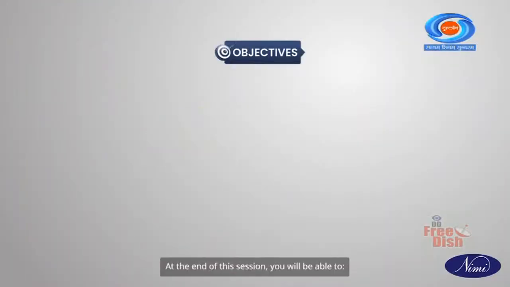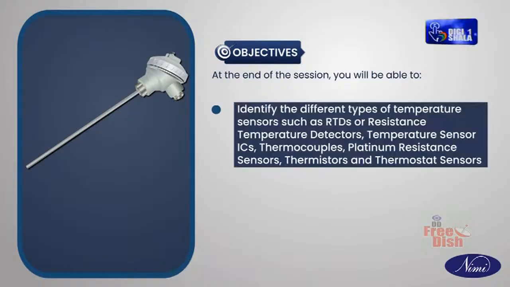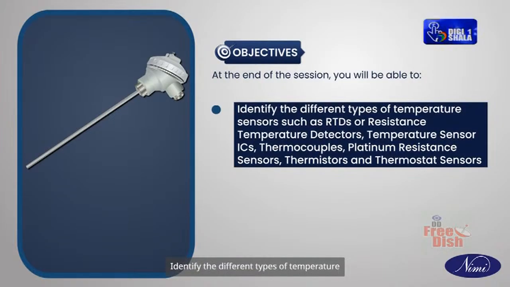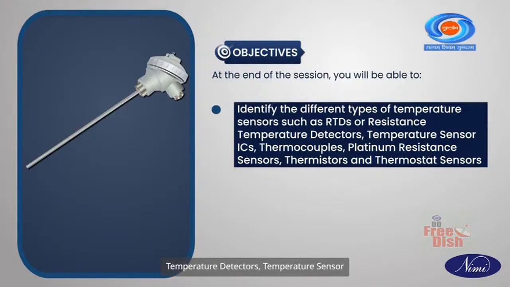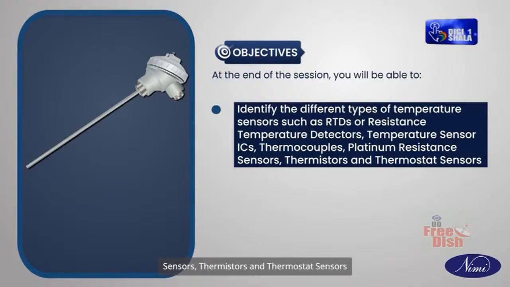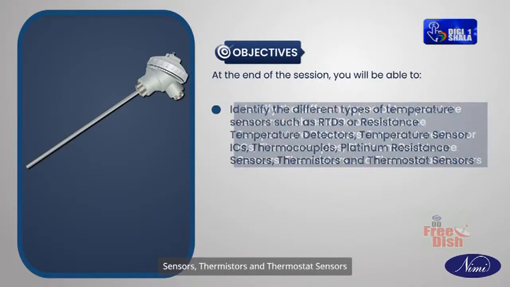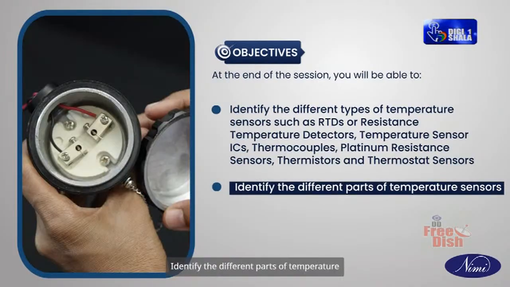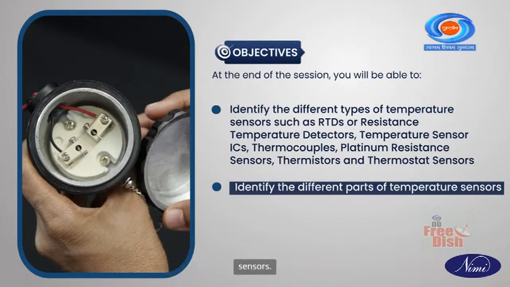Objectives. At the end of this session, you will be able to identify the different types of temperature sensors such as RTDs or resistance temperature detectors, temperature sensor ICs, thermocouples, platinum resistance sensors, thermistors, and thermostat sensors, and identify the different parts of temperature sensors.